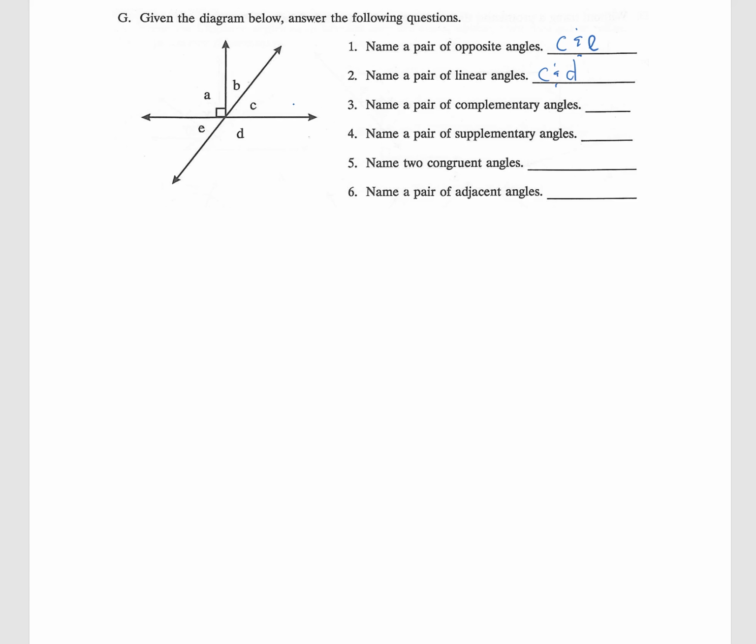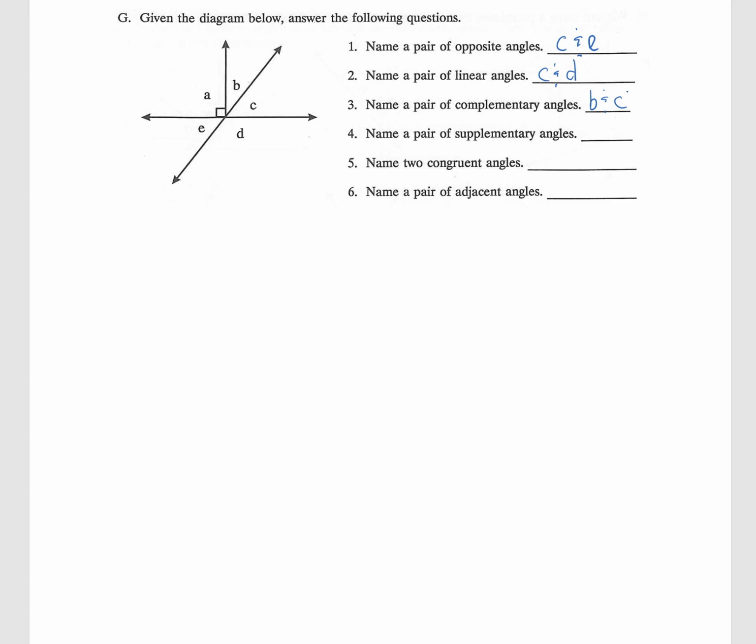Question 3 asks us to name a pair of complementary angles. Those are angles that add up to 90 degrees. So we can see that angle A has been labeled with this square here, and that means that A is 90 degrees. And since 180 degrees minus 90 degrees is 90 degrees, B and C together must add up to 90 degrees to make this straight line of 180 degrees. So our answer here will be B and C.